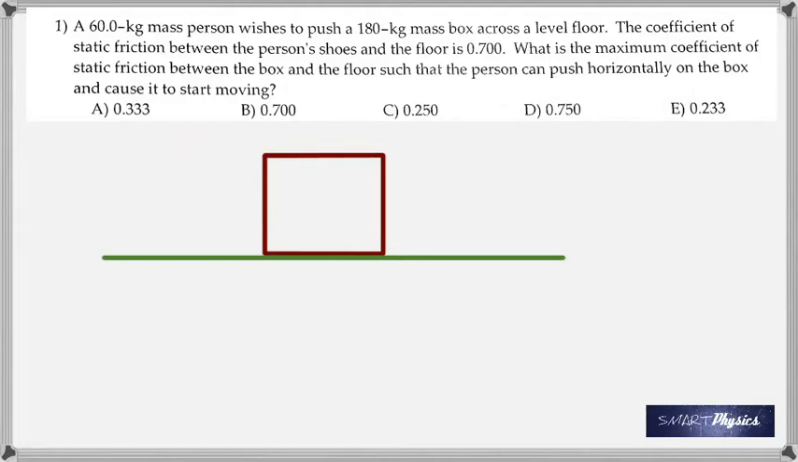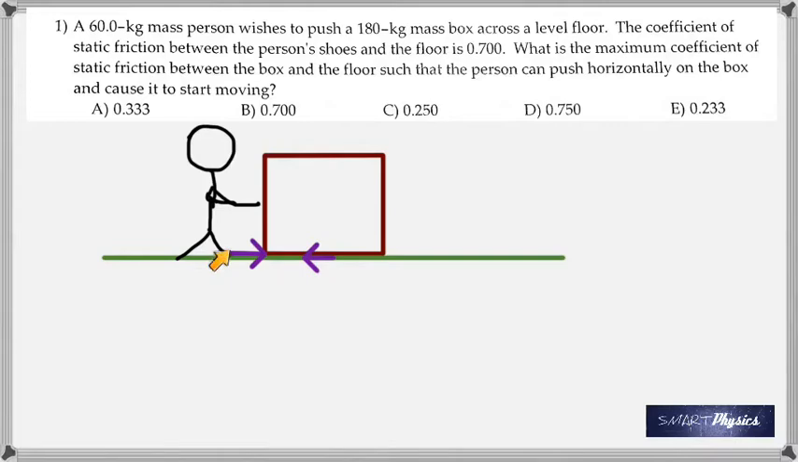Two important things here that you notice: that there is friction between the person's shoes and the floor, and also there is friction between the box and the floor. Now that's important. That's a person there trying to push. Friction always opposes motion, and since the person is trying to push the box in that direction, friction between the box and the floor will be in the opposite direction.